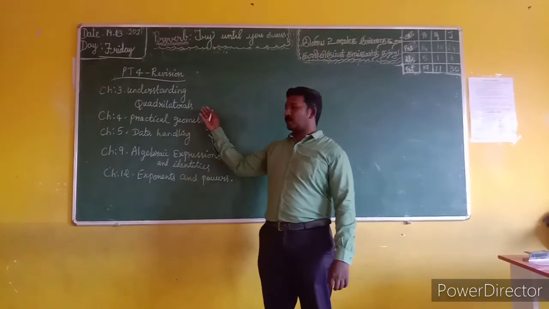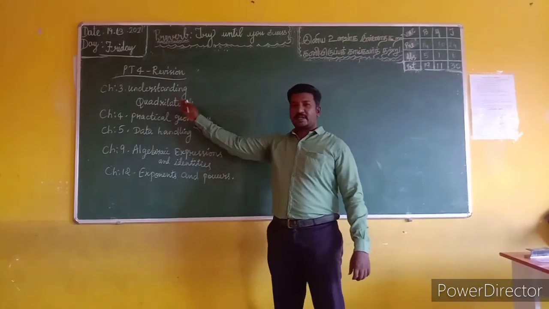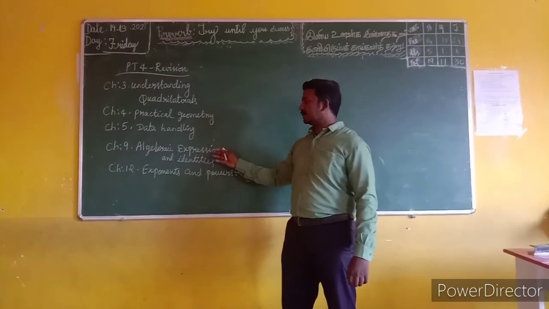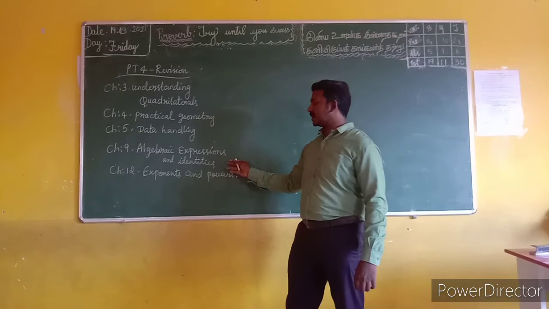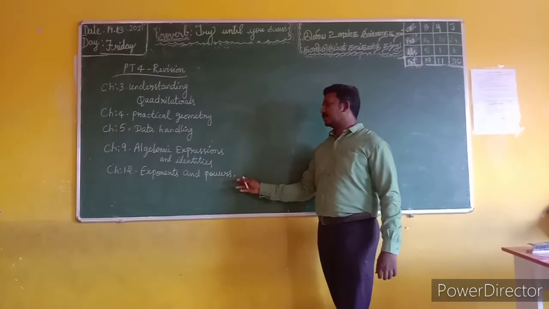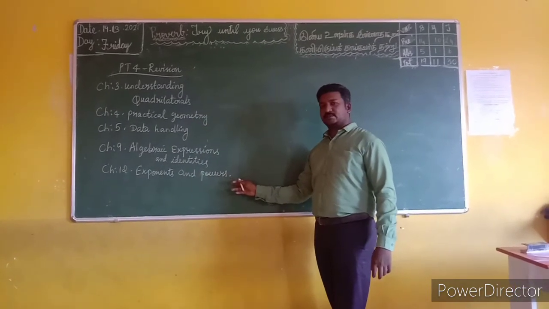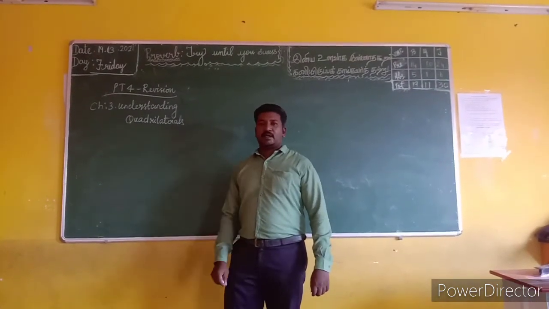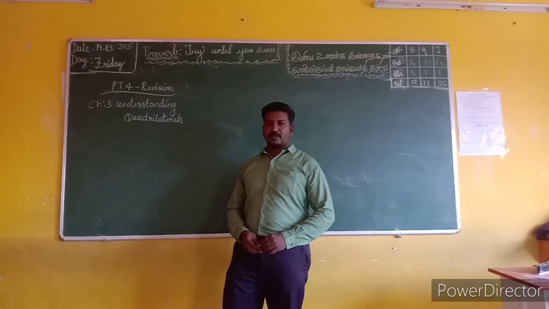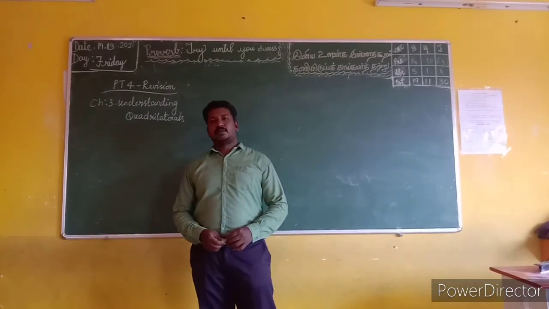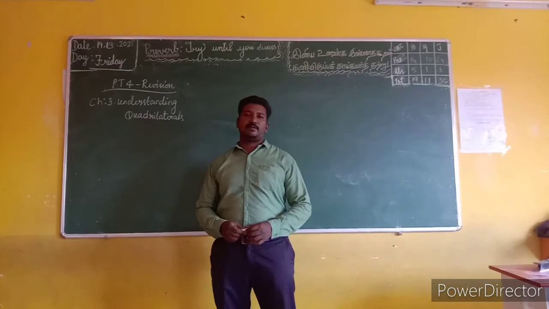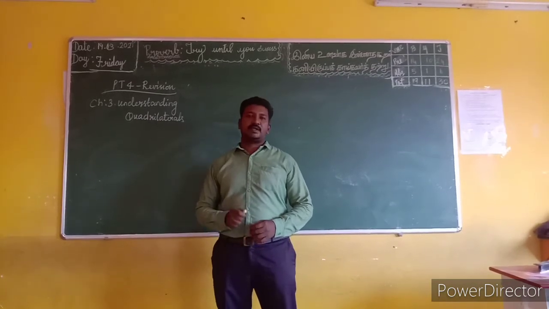What are the chapters we are going to cover today? Chapter 3, Understanding Quadrilaterals, Practical Geometry, Data Handling, Algebraic Expressions and Identities, Exponents and Powers. In understanding quadrilaterals, we already know that a quadrilateral means a four-sided polygon. So four kinds of measurements will be provided. We are going to find the missing values.